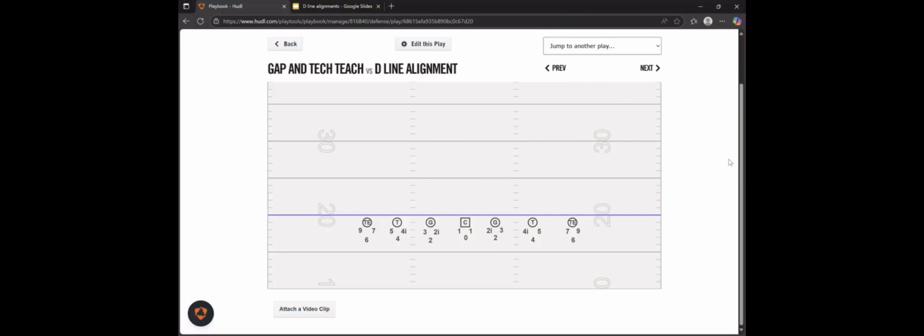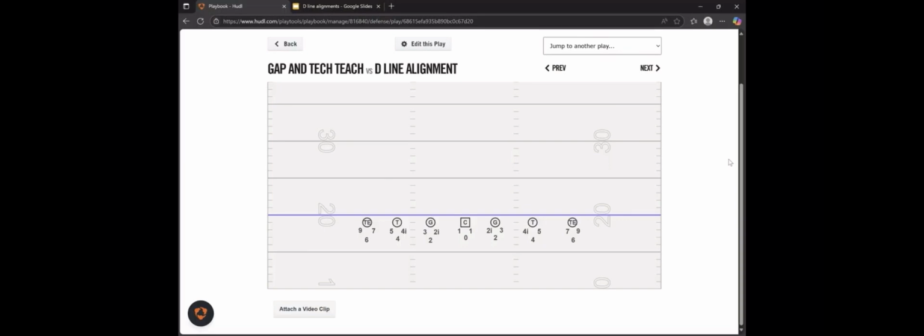This is also good for offensive linemen to know because you have to know which defender you're blocking, and it is also good for linebackers to know so you can know where your defensive linemen are playing, which gap they're responsible for.